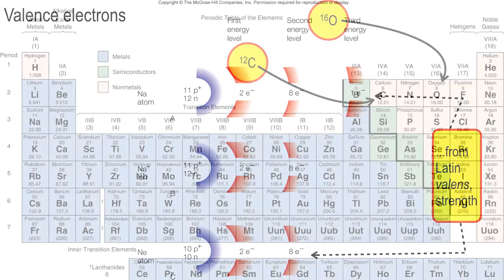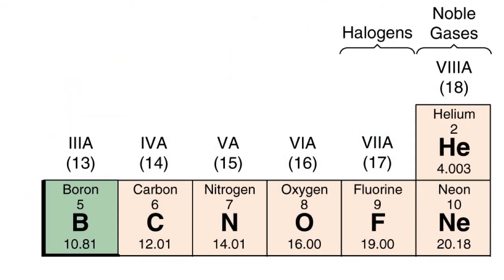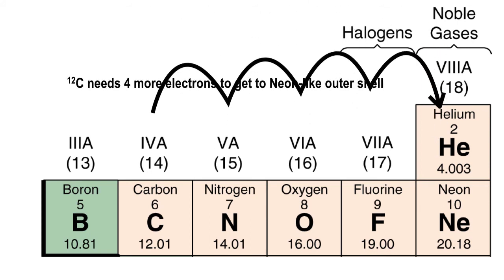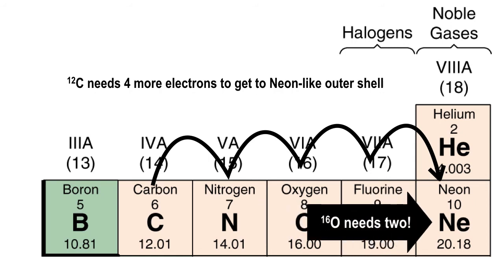All right. Now, let's take a look at carbon and oxygen. We've already talked about this a little bit. Carbon, right here, is one of those elements that can go 4 units over to the right, and if it gets 4 electrons, it'll have a neon-like outer shell. All right? And oxygen only needs 2. Carbon, to get a neon-like outer shell, needs 4.